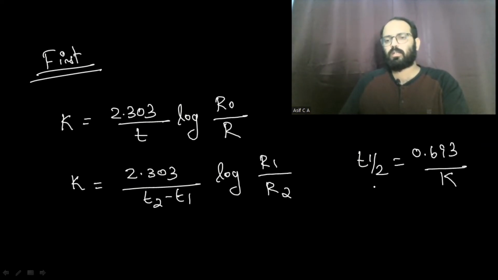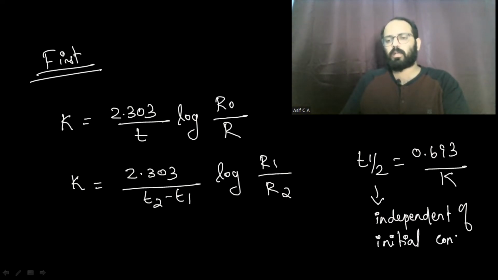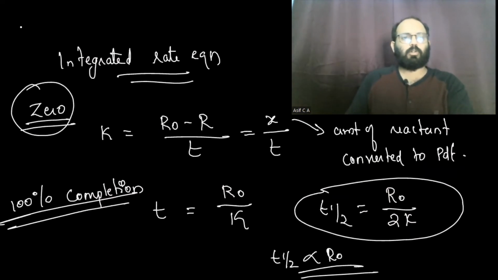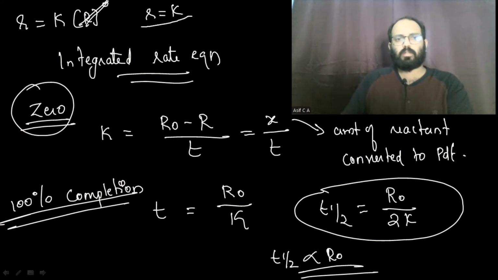What is the beauty here? Here t half is independent of initial concentration. And in zero order, we can see the rate equation r is equal to k into r power 0. So this will cancel, r is equal to k. So the unit of rate of reaction and the unit of k will be the same here.